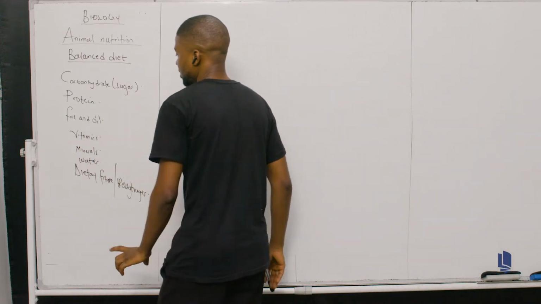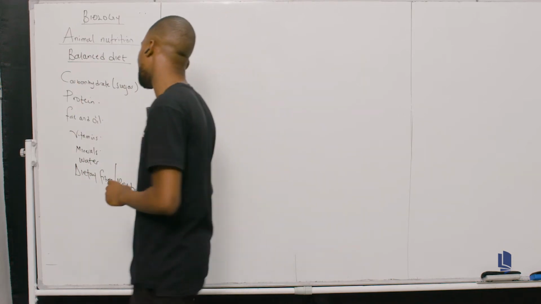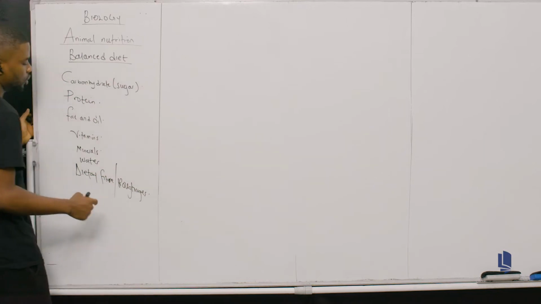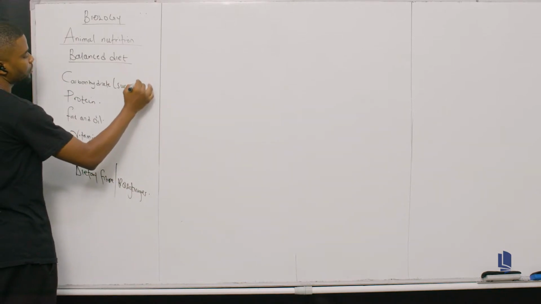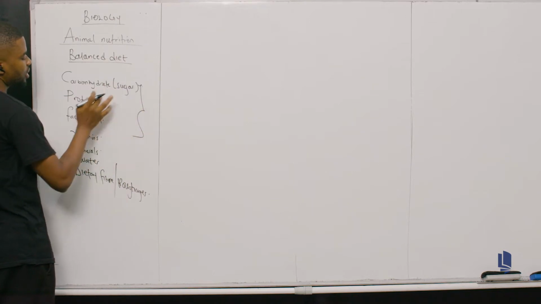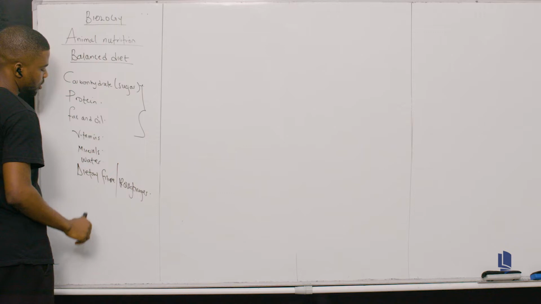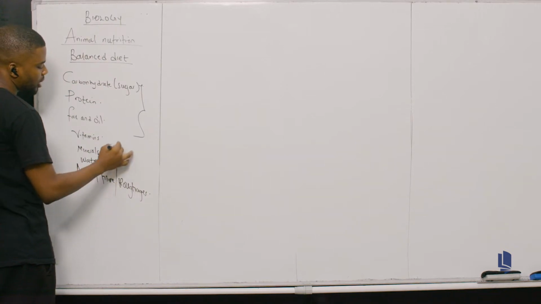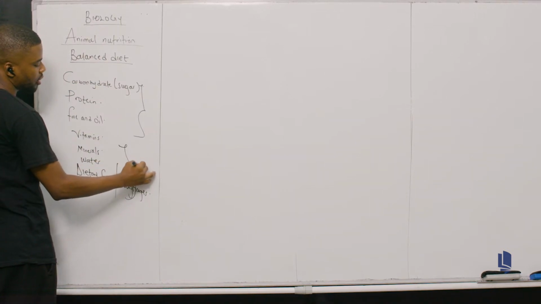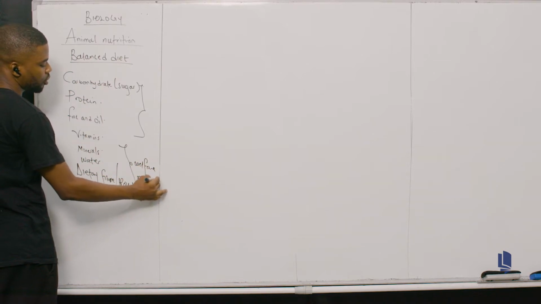Now, look at this. I want you to follow me now. Listen, look at what I'm going to classify this as. When they say the primary, they call them the primary nutrients. These guys, carbohydrate, protein, and fat and oil. Why they call these guys the welfare nutrient?